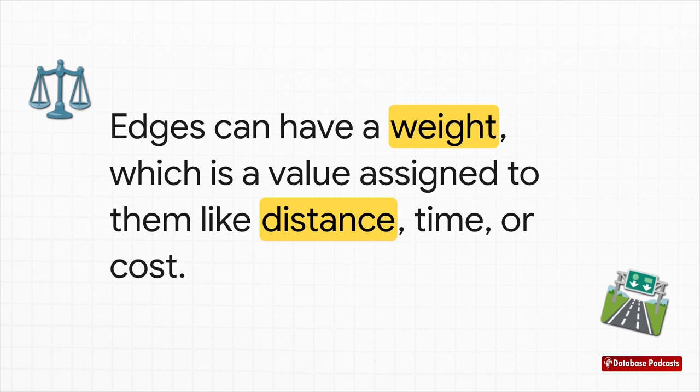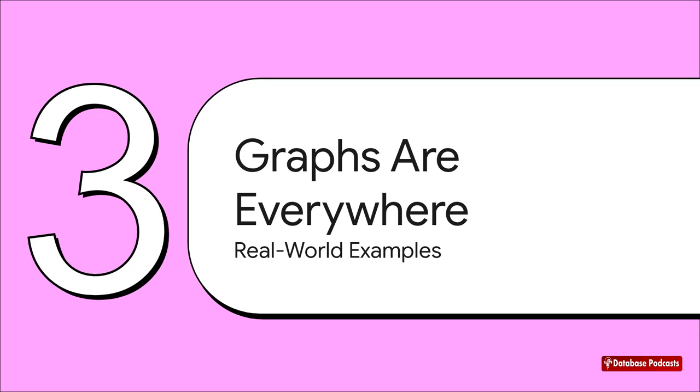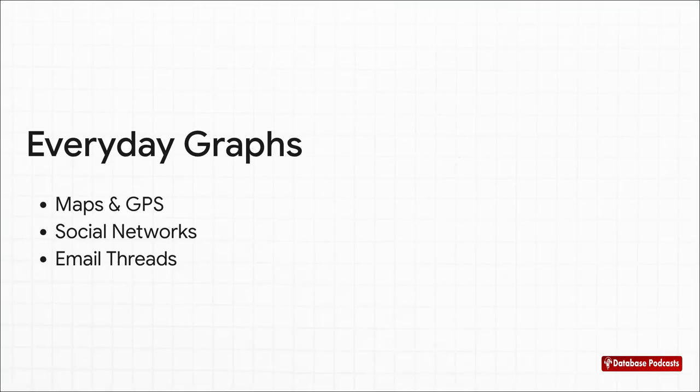And this is absolutely crucial for solving really practical problems, like what's the fastest route, or what's the cheapest connection? Okay, so that's the theory. Dots, lines, directions, weights. But the reason this matters, the reason we're talking about it, is that once you know what to look for, you start seeing graphs everywhere. Seriously, that GPS in your car or on your phone, every single time it tells you the fastest route, it's actually looking at the world as a giant weighted graph and finding the shortest path.